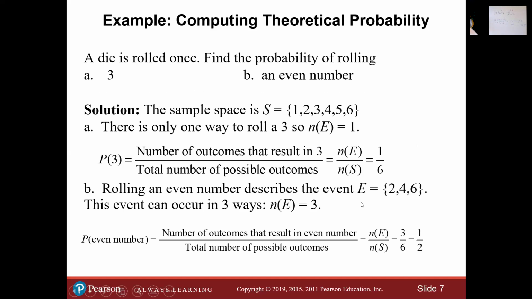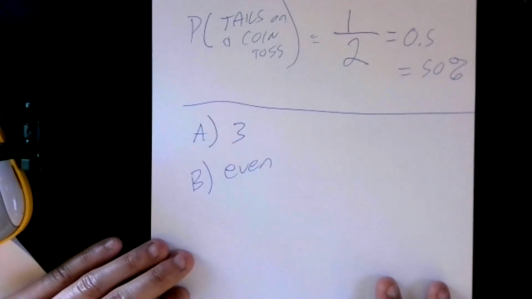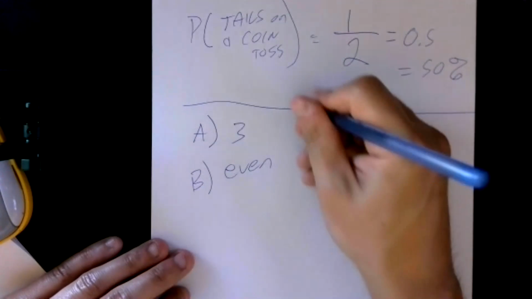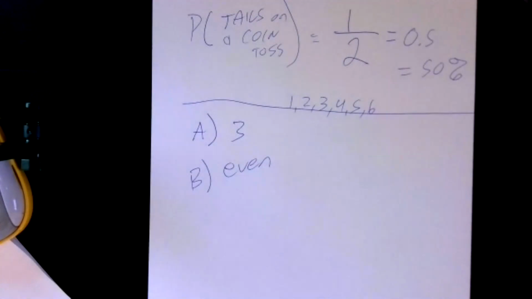Okay, so they have an example here. A die is rolled once. Find the probability of rolling A, a 3, B, an even number. All right. Again, we just need to simply use part over total. If we're talking about a die that has 6 sides, 1, 2, 3, 4, 5, and 6, that is the sample space. That's all possible outcomes.